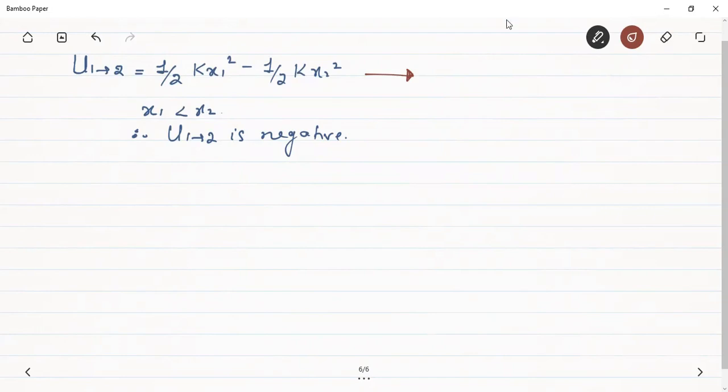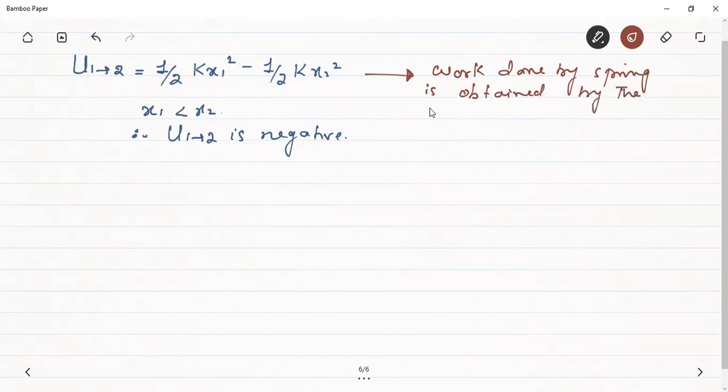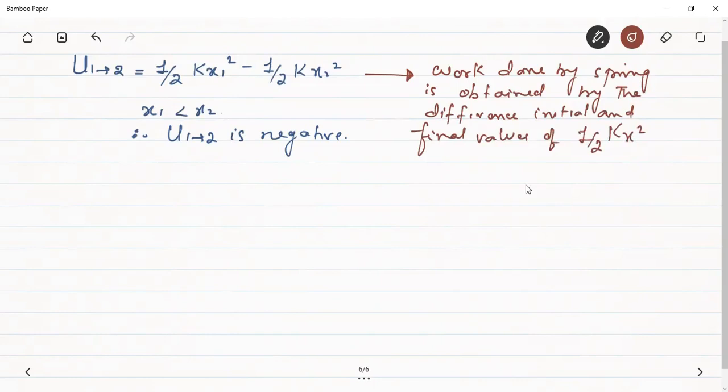Similarly, here in this case, that is the work done by the spring. We can write this as: work done by spring is obtained by the difference of initial and final values of 1 by 2 kx square. In the previous case the function was wy. Here the function is 1 by 2 kx square.